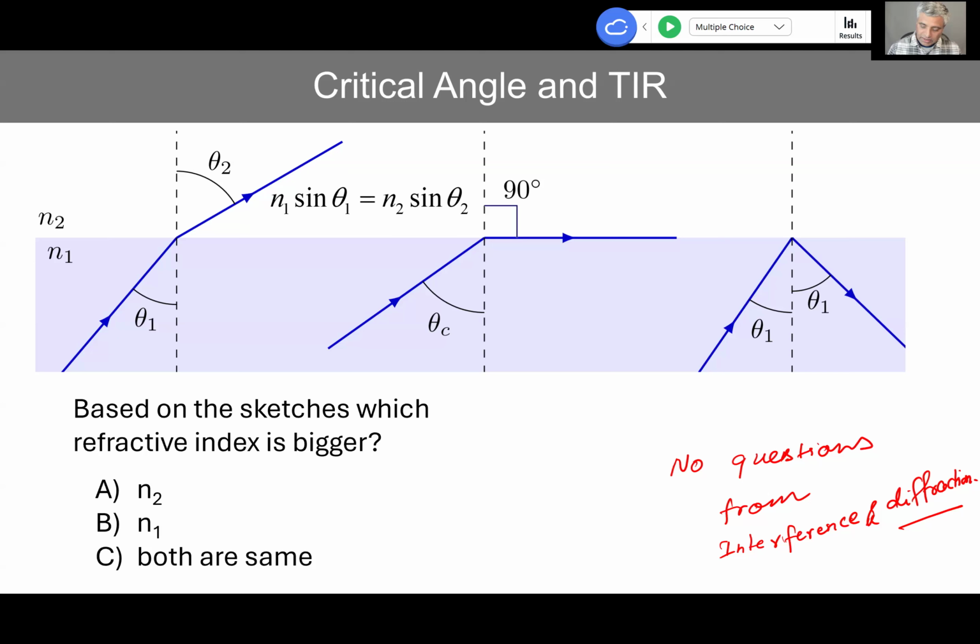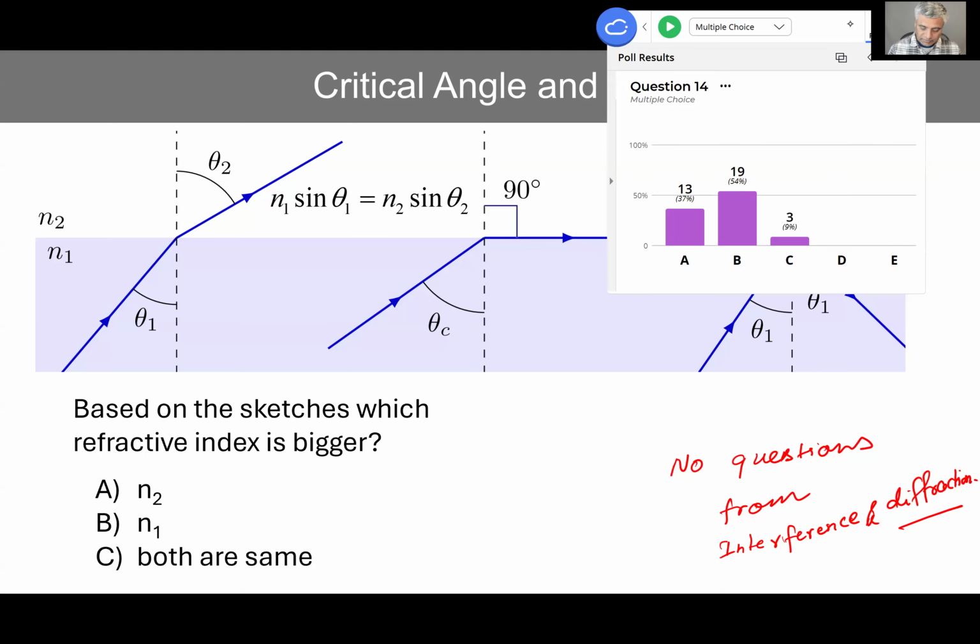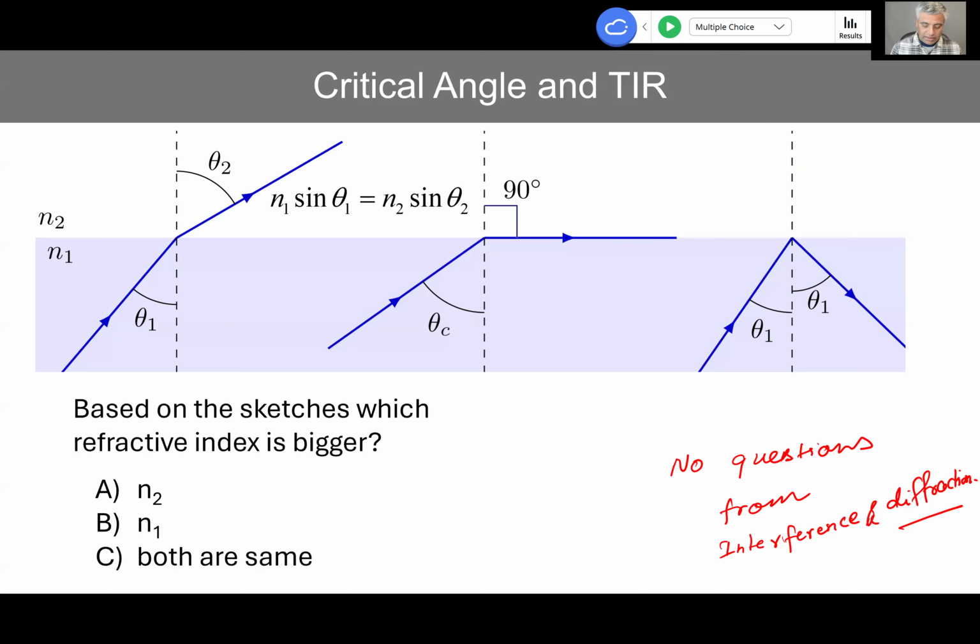So now for this one, let's see what we got. So slightly more for B, and that is the correct answer. So how do we know that? See, it's going this way, that is indicated by the arrow. Now, when it refracts, it's going away from the normal. See, this angle theta 2 is bigger than theta 1. You can see that right there. If it was equal, it would be something like that. If it was smaller, it would be something like that. So it's moving away, which means N2 is smaller than N1.